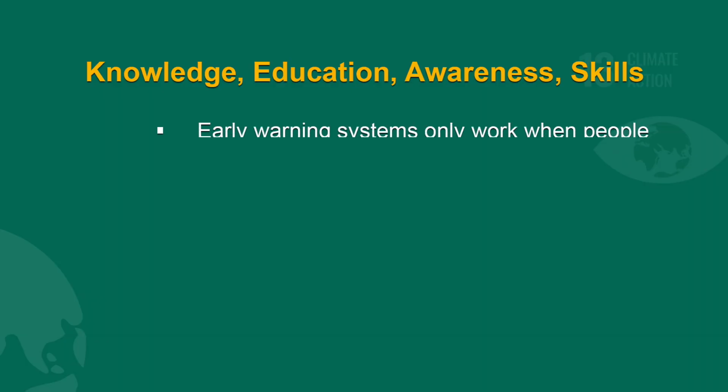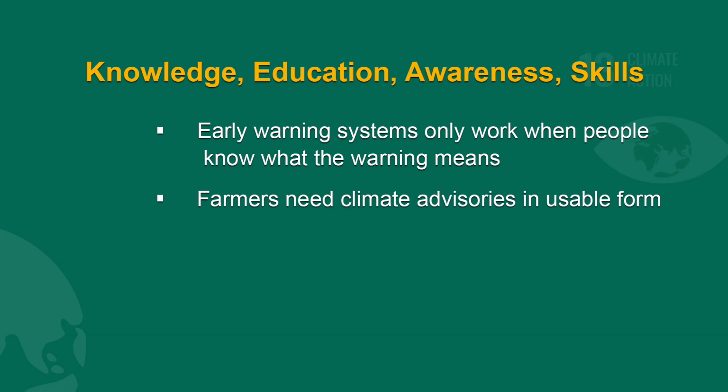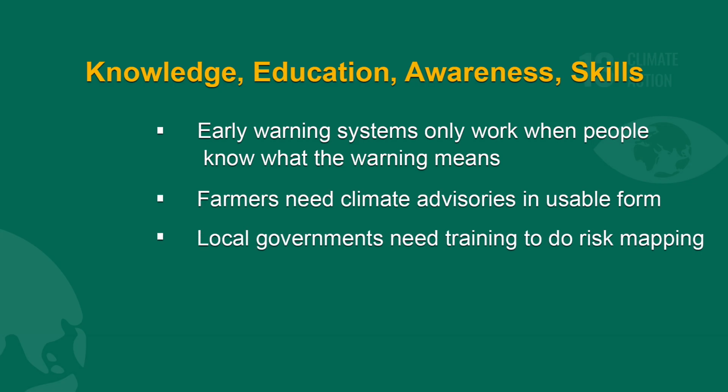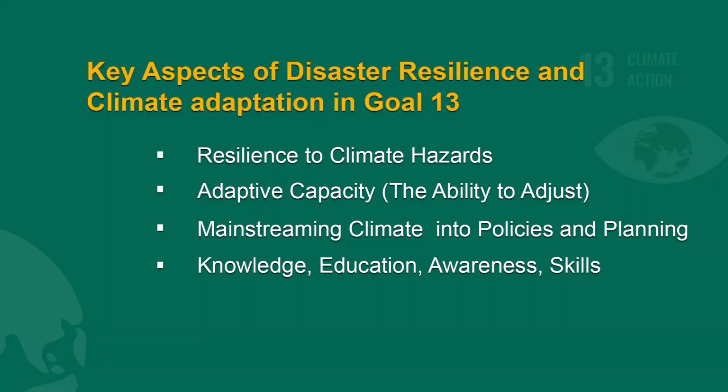So now let me explain to you the knowledge, education, awareness and skills which are dealt with in Goal 13. Goal 13 also pushes education and capacity building. This matters because early warning systems only work when people know what that warning means. Farmers need climate advisories in usable form. Local governments need training to do risk mapping and resilient planning. Schools and colleges shape long-term behavior and skills. So climate literacy is not a nice extra, it is preparedness.